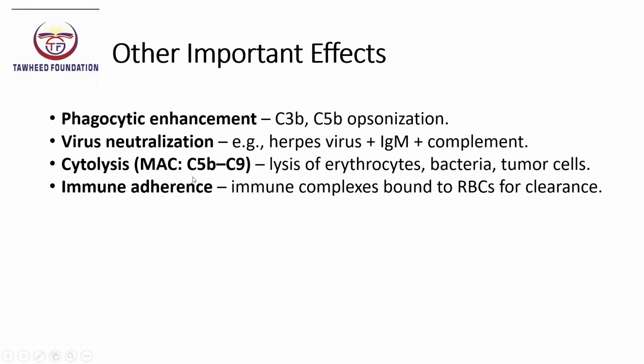Cytolysis mediated by the MAC, C5b to C9, leads to the direct destruction of target cells, including erythrocytes, bacteria, and tumor cells. Lastly, immune adherence refers to complement-coated immune complexes binding to red blood cells via complement receptors. These mechanisms transport complexes to the liver or spleen for safe removal, preventing their deposition in tissues and potential inflammation.